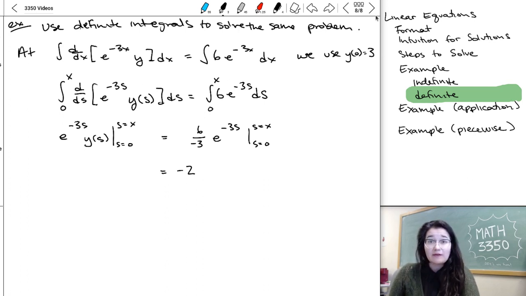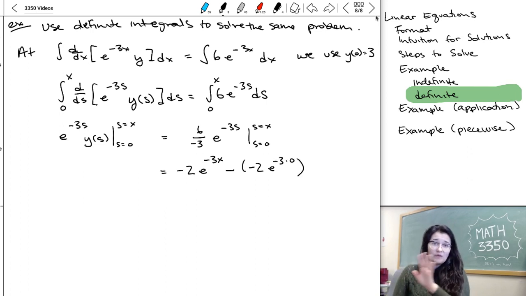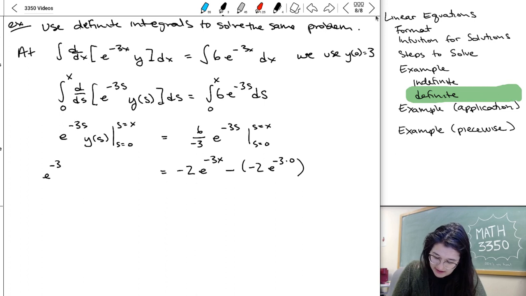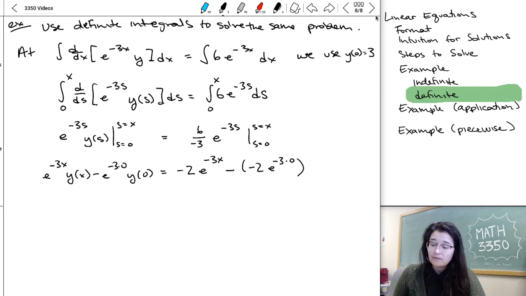And then we just want to evaluate it at those different bounds. So we start at e to minus 3 plugging in x, and then we subtract e to minus 3 plugging in 0. And I'll go ahead and simplify that later. I don't want to forget that I'm doing minus becomes a positive, which is really easy to skip if you kind of combine steps. And then on the left side, I'm going to also be plugging in x and 0. So it's e to minus 3x, y of x, minus e to minus 3 times 0, y of 0. And this is when we get to use that y of 0 equals 3.